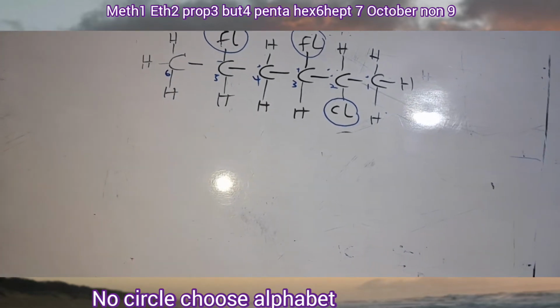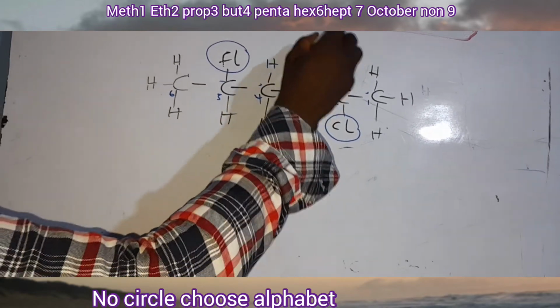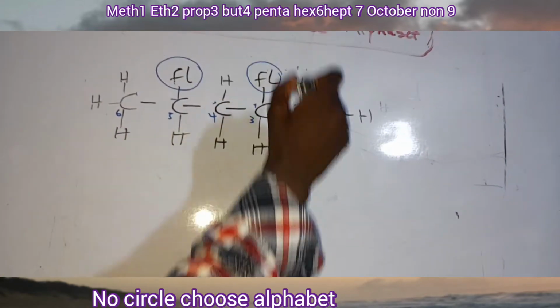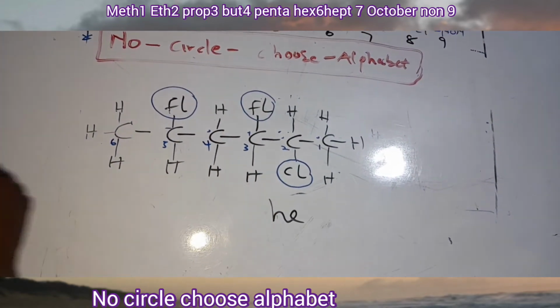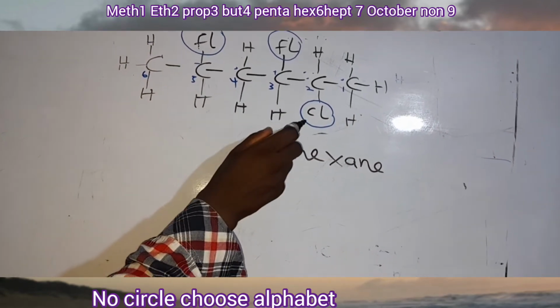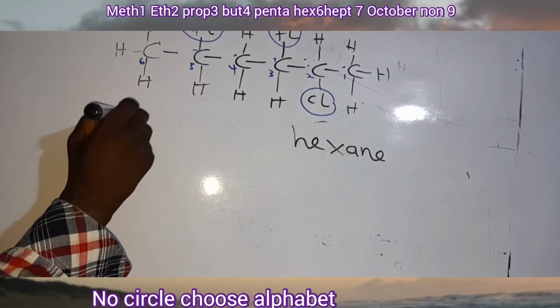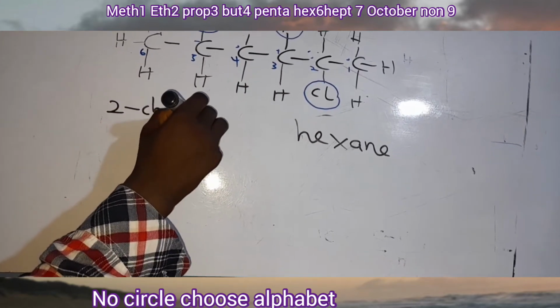Good. Now we can label. So how many carbon do we have? We have 6 of them. So 6 is what? Hex. So it's going to be hexane. Look how I'm writing it. Hexane. Now, which of them come together? Cl. Cl is on number 2. So 2 chloro.